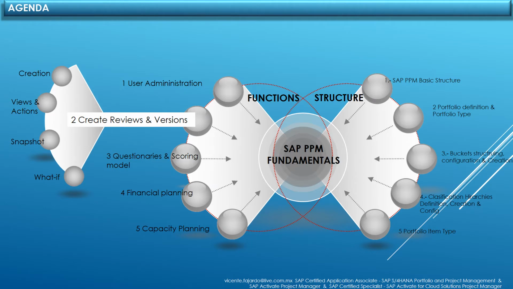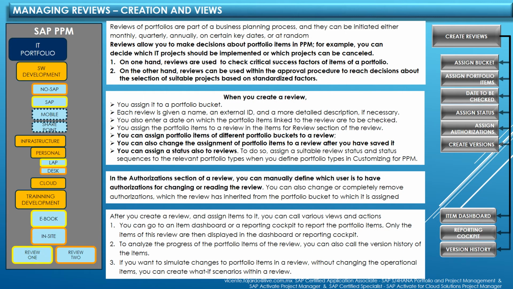The second function that we will review is about create reviews and version. As you can see in the left-hand side, I am showing you the portfolio structure. Here we have 2 reviews and some items are assigned to those reviews. You can assign portfolio items of different portfolio buckets to a review. You can also change the assignment of portfolio items to a review after you have saved it.